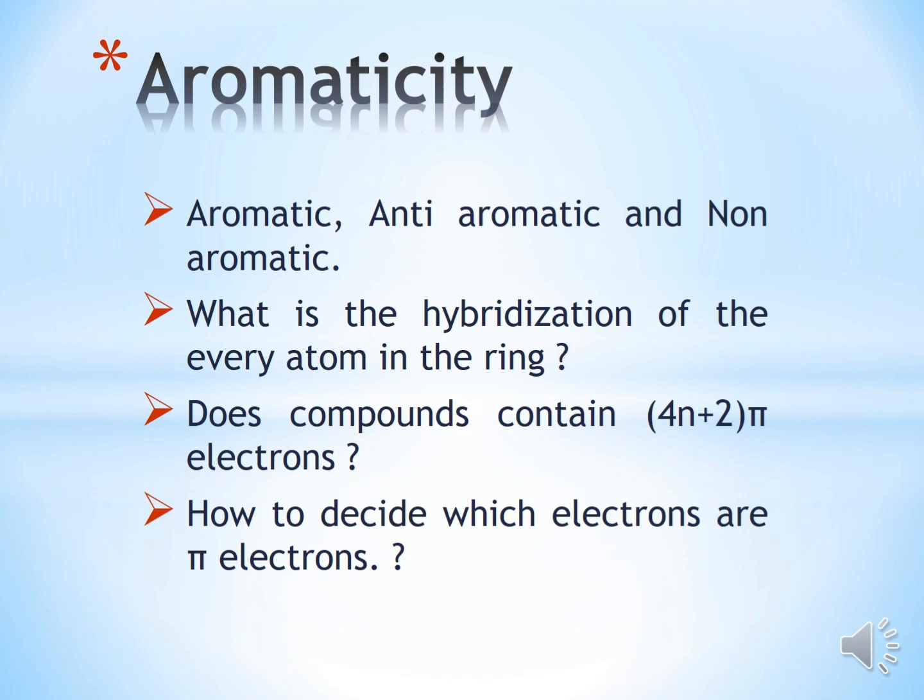Here today we are going to discuss aromaticity. In aromaticity we will discuss whether your compound can be aromatic, anti-aromatic or non-aromatic. To know the aromaticity of a compound we need to understand certain rules, such as what is the hybridization of every atom in the ring, and does the compound contain 4n plus 2 pi electrons or not. To decide that, we need to understand how to decide which electrons are pi electrons.